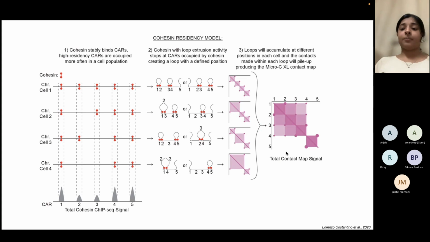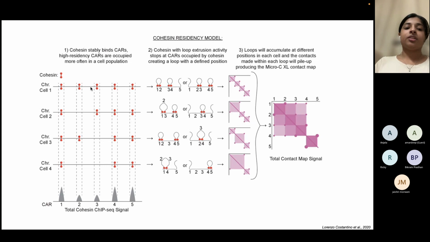So in the paper that we were earlier discussing, which initially established that cohesin is responsible for the formation of position loops, what they finally conclude is there are two types of regions to which cohesins can bind. One is a very stable region that is known as the stable cohesin. They are high residency CARs, cohesin associated regions. The ones that are depicted by red here are all the high residency CARs.